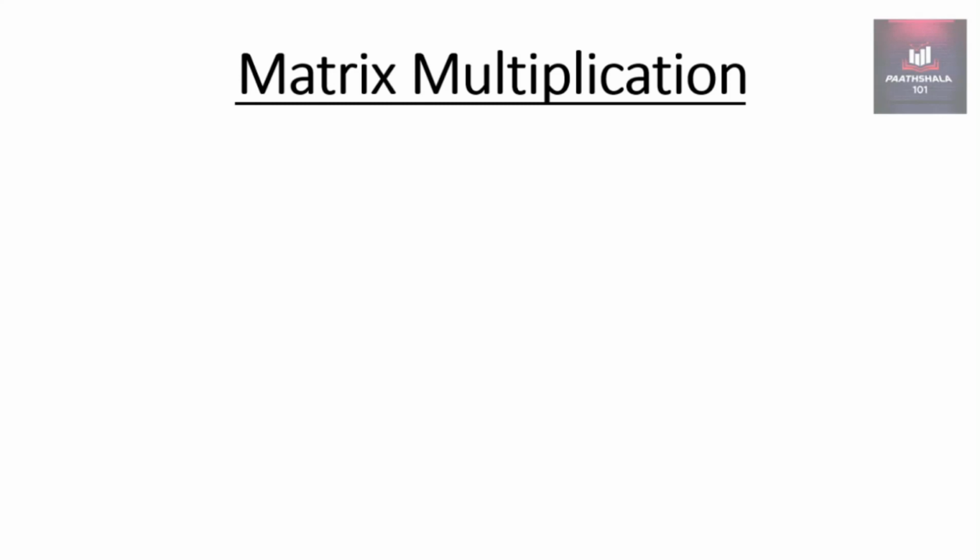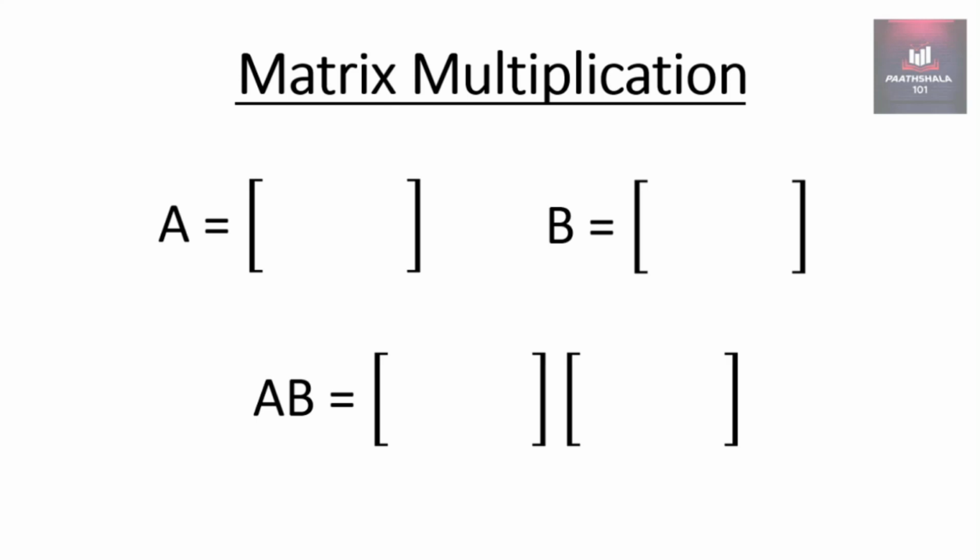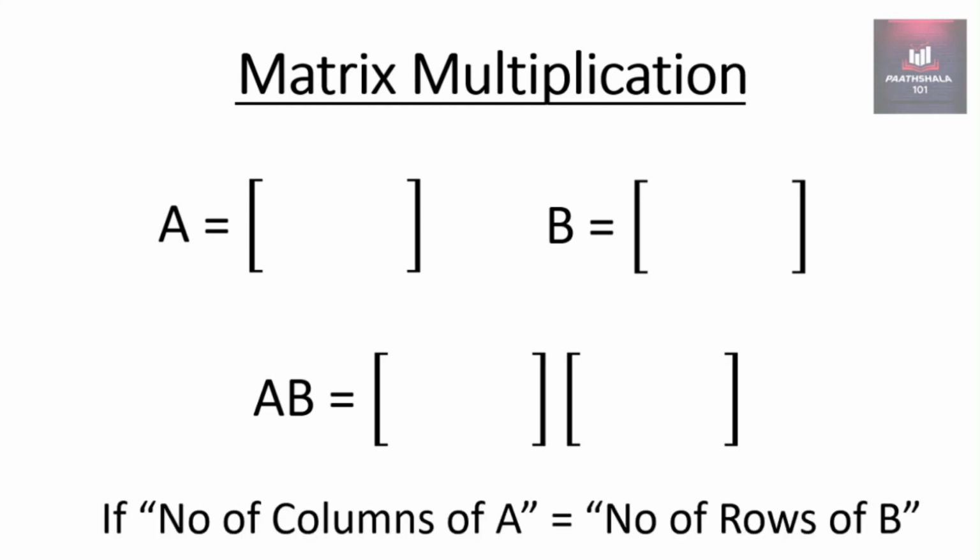In this video we are going to learn how to multiply two matrices of order 3. Suppose two matrices A and B have been given, then their product AB is possible if the number of columns of A is equal to the number of rows of B. That is, if A has 3 columns and B has 3 rows, then matrix multiplication AB is possible.